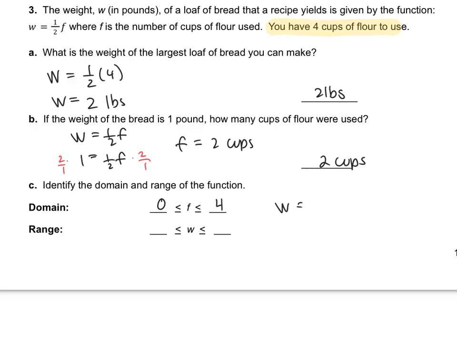In this function, if I were to use 0 cups of flour, then I'm not making any bread, so its weight would be 0. And if I were to use all 4 cups of flour, I've already done that here, the weight of the bread would be 2 pounds. So what this is telling me is that I could use anywhere between 0 and 4 cups of flour, and as a result, I could expect the bread to weigh anywhere between 0 and 2 pounds.